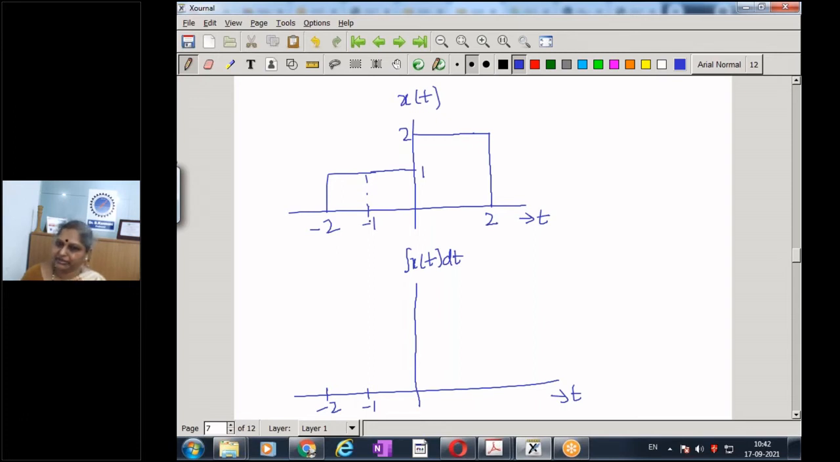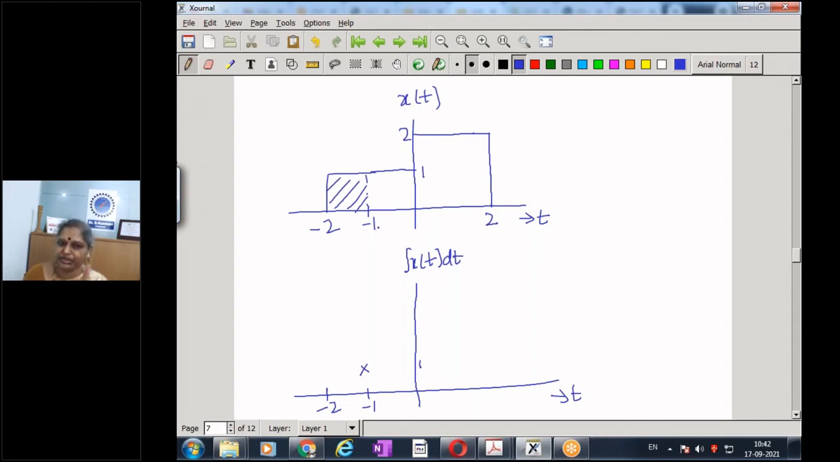So I stand at minus 1 and look to the left. How much area do I see when I look to my left? I'm going to see an area of this much. What is this area? Yes, width is 1, height is 1. It's a rectangle of area 1. And hence at minus 1, my area is 1. So I write 1. Then I have found the value of the integral at minus 1.